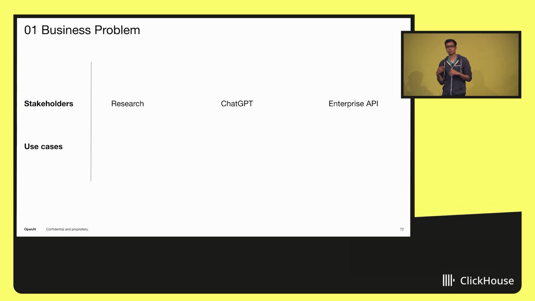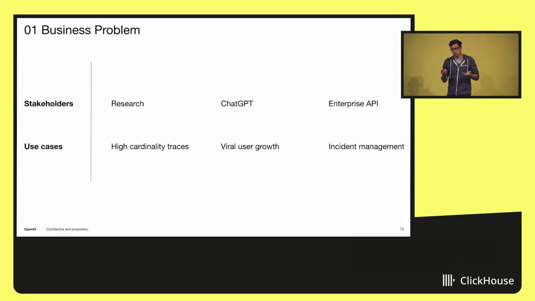And we also have an enterprise API that companies are using to build the future. Our researchers and all of these functions need observability to do their job, right? Researchers need high cardinality traces. They're training billions of models on millions of GPUs and want to know what's going on. ChatGPT is growing faster than any app I've ever seen, and more users means more servers, means more logs, and so our ingest needs to scale.